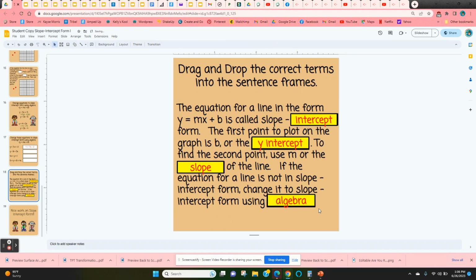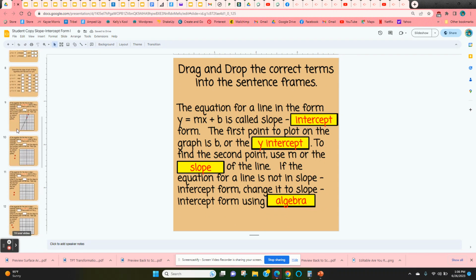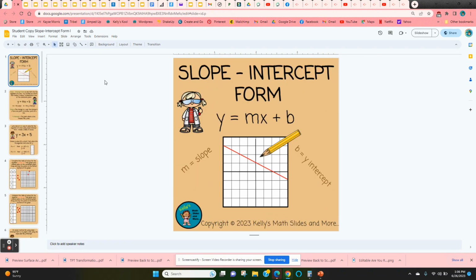That just reinforces the steps for the students. Okay, so this is the digital lesson, slope-intercept form.